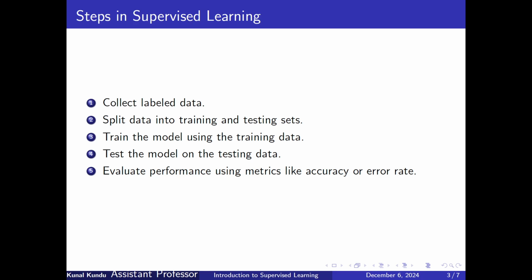We are going to discuss the steps involved in supervised learning. Here are the key steps in supervised learning. First, we collect labeled data, which is our input output pairs. Next, we split the data into a training set, which the model learns from, and a testing set, which we use to check the model's performance.